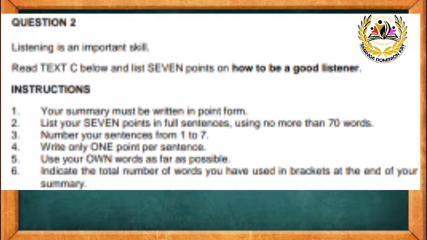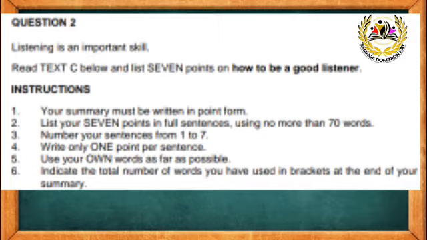The instructions are as follows. 1. Your summary must be written in point form. 2. List 7 points in full sentences using no more than 70 words. 3. Number your sentences from 1 to 7. 4. Write only 1 point per sentence. Now that is very important. Make sure that per sentence there is 1 point. Don't put them together because your points will fall short.